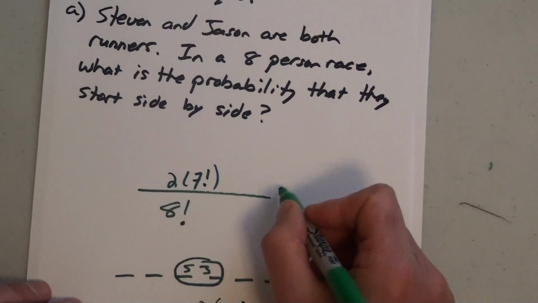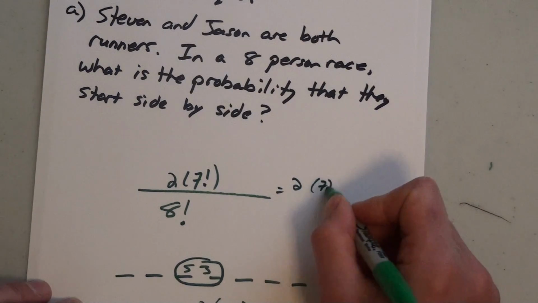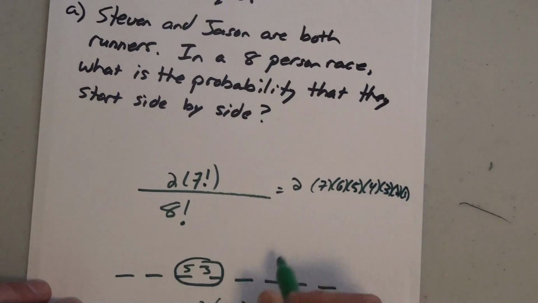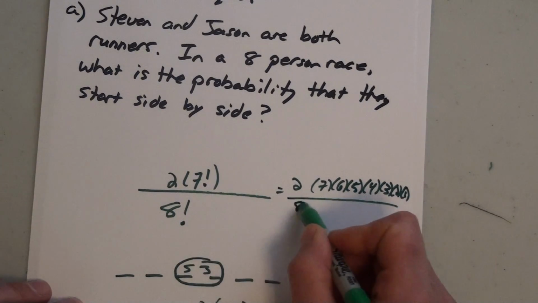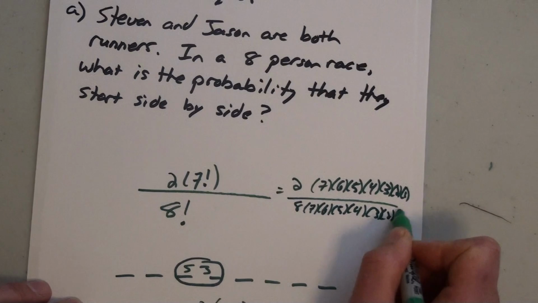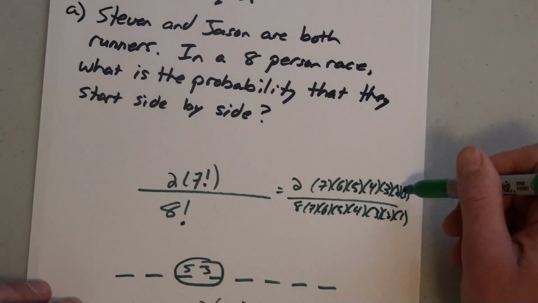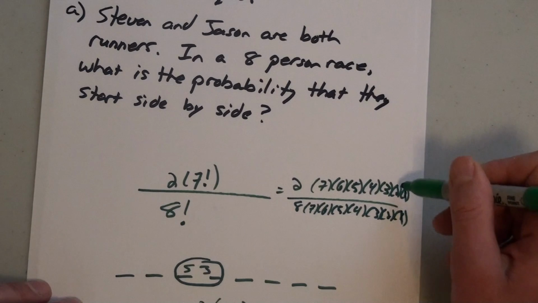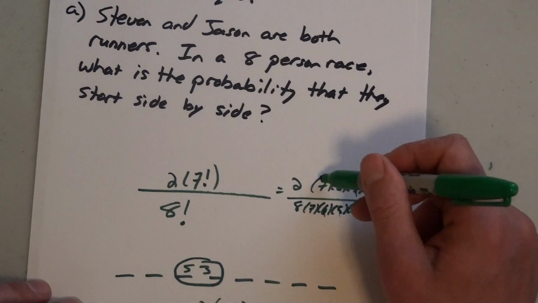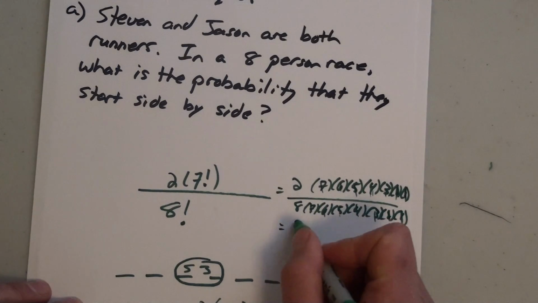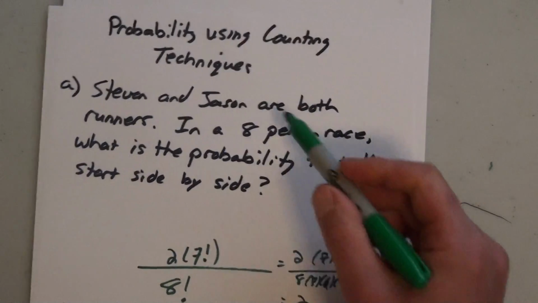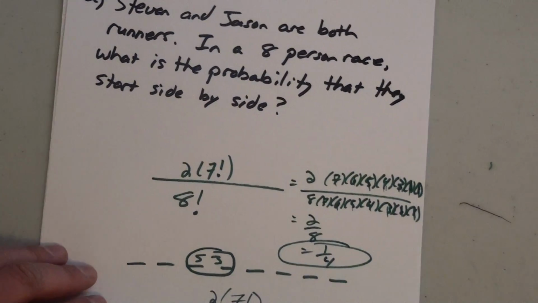Now 2 times 7 factorial is really 2 times 7 times 6 times 5 times 4 times 3 times 2 times 1, divided by 8 factorial, which is 8 times 7 times 6 times 5 times 4 times 3 times 2 times 1. When you're dividing and the top and the bottom are the same, they can simply cancel out. So the 1's cancel out, the 2's, the 3's, the 4's, the 5's, the 6's, the 7's cancel out. I'm left with just 2 over 8, which is 1/4. There is a 1/4 chance that Stephen and Jason are side by side in the race.